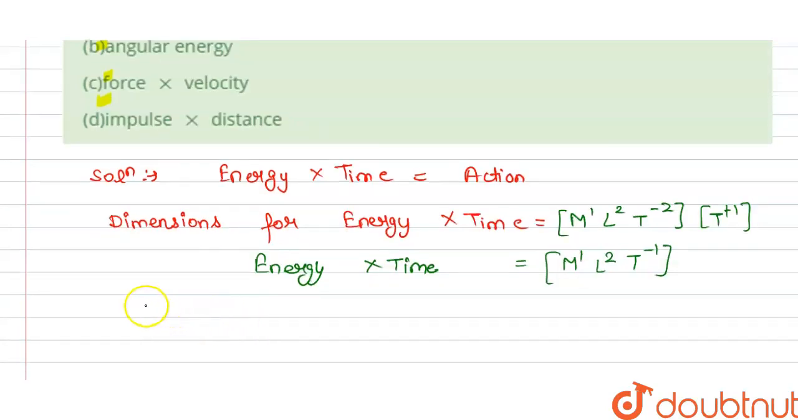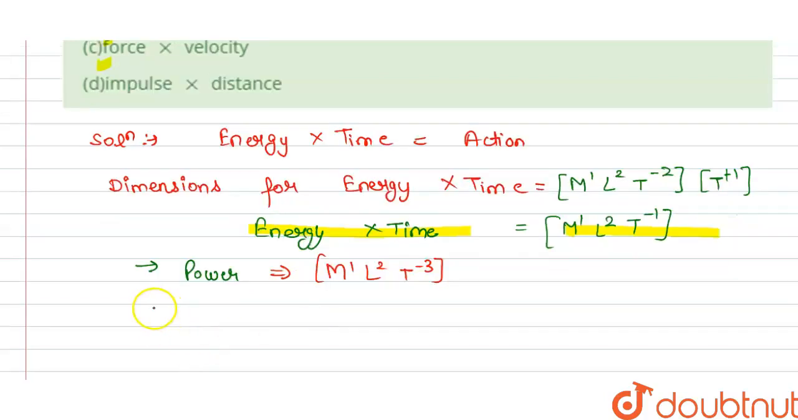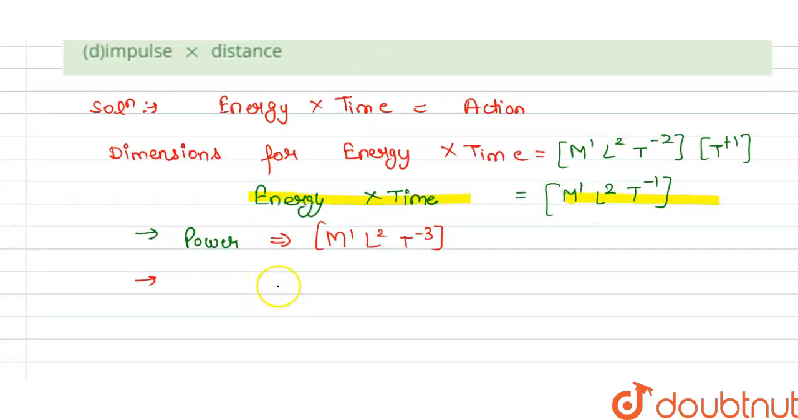Let us start with power. We have to find the match of this. For power we have M1 L2 and T -3, so this is not correct here. Now we check for angular energy. The dimension for angular energy in MLT can be represented as M1 L1 and T -2. So this is also not the same as this.